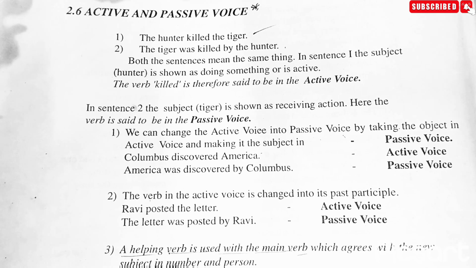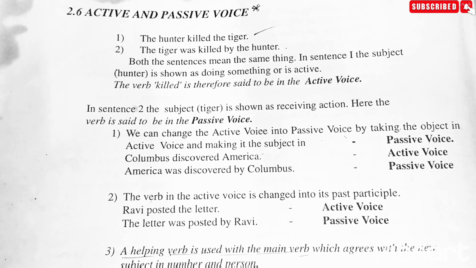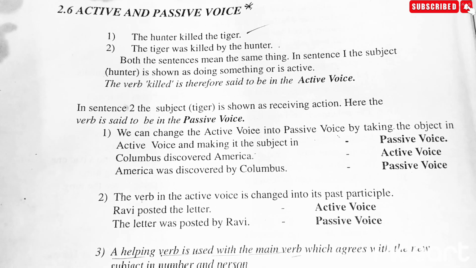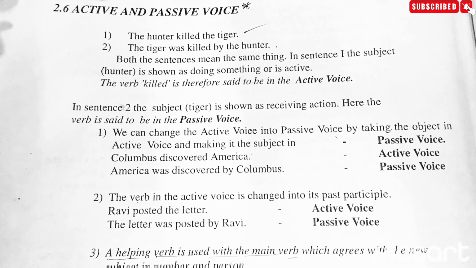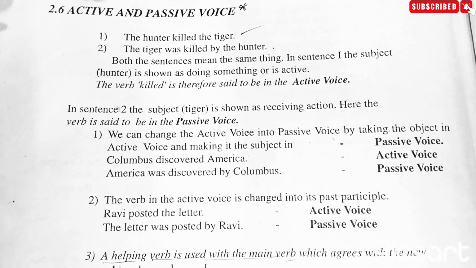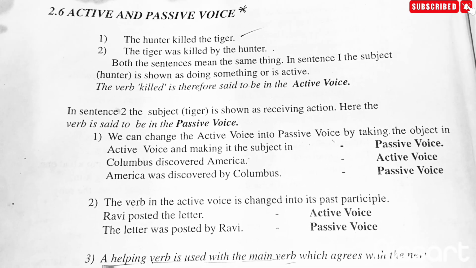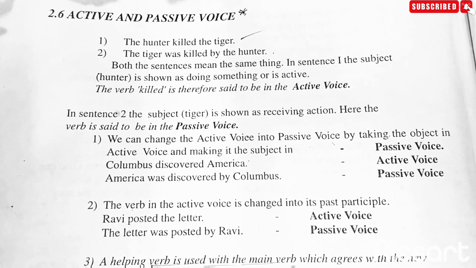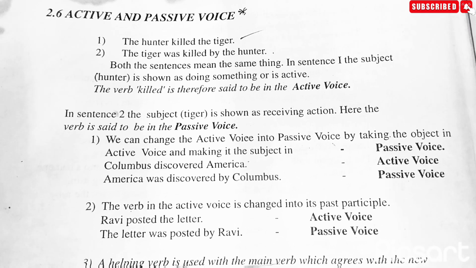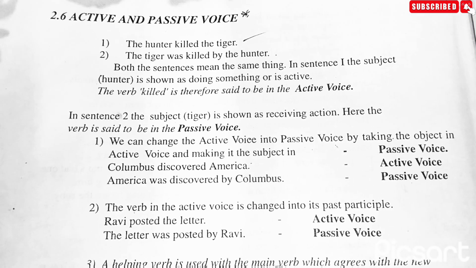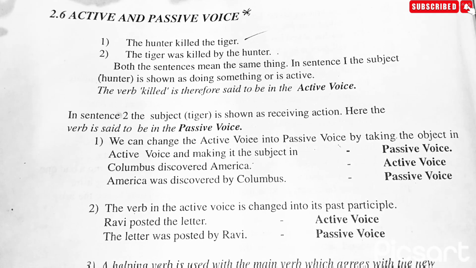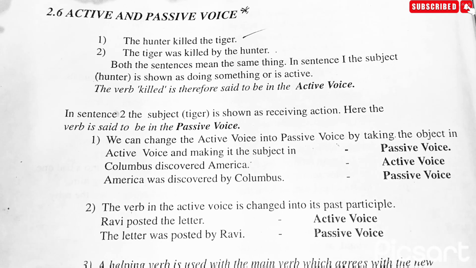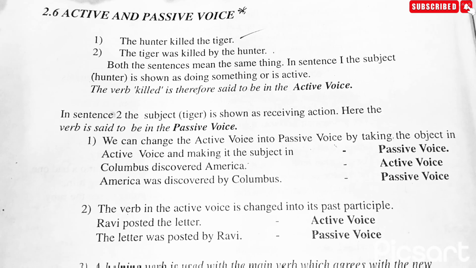My dear students, today we discuss active voice and passive voice in a very simple manner. First, I take an example, then I go to the rules. First, I solve a simple problem. Our example in active voice: the hunter killed the tiger. It is an active voice.